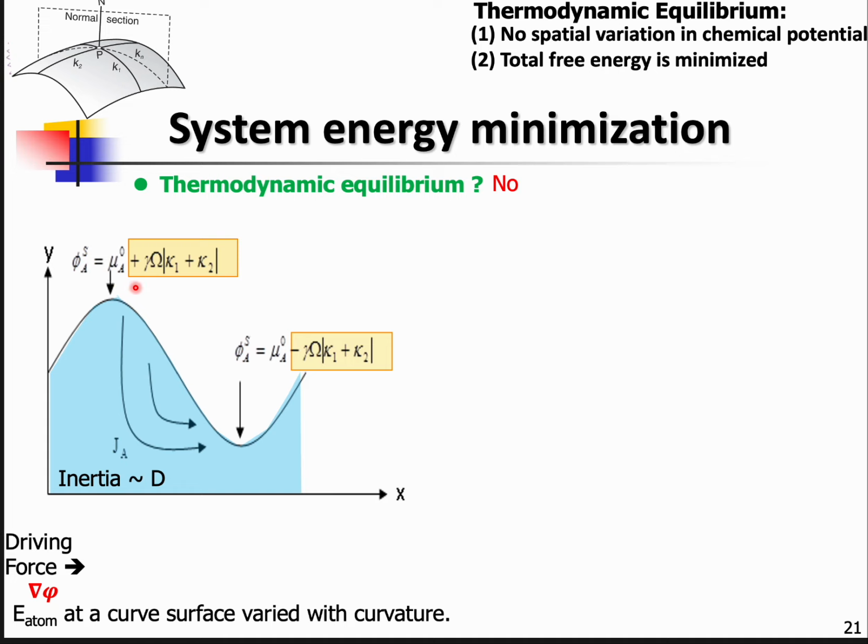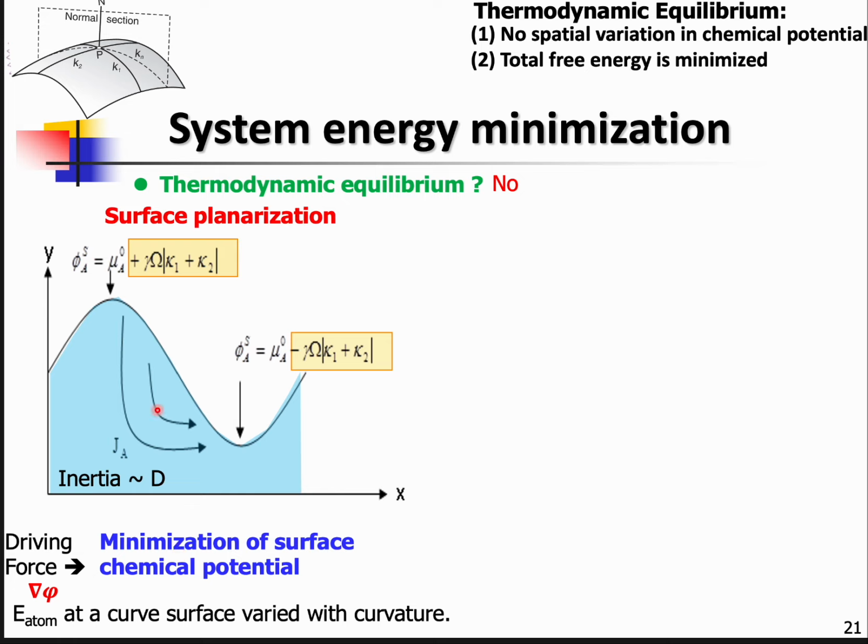Because the atom is going to push, right? So it will be mass transport. The material property related to the mass transport will be the diffusivity here. So the inertia of the system here will be related to the diffusivity of these materials. And for the surface, you've got the driving force and the inertia of the system, and finally it will minimize the surface chemical potential, or the total free energy of the system.